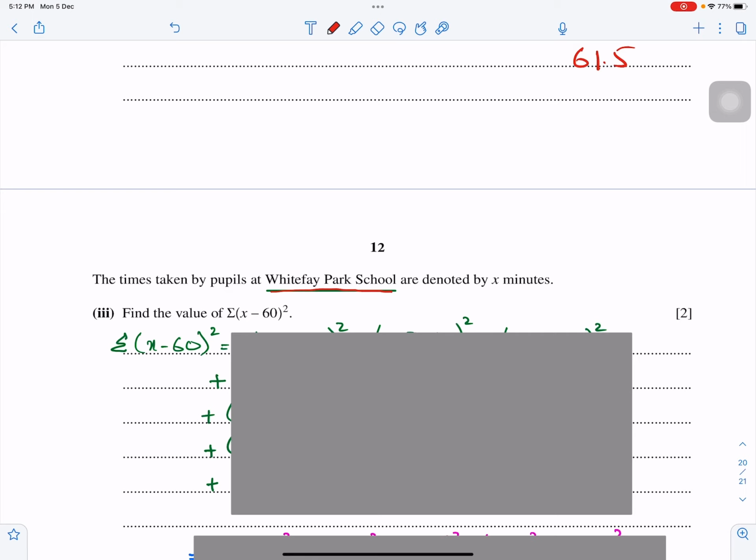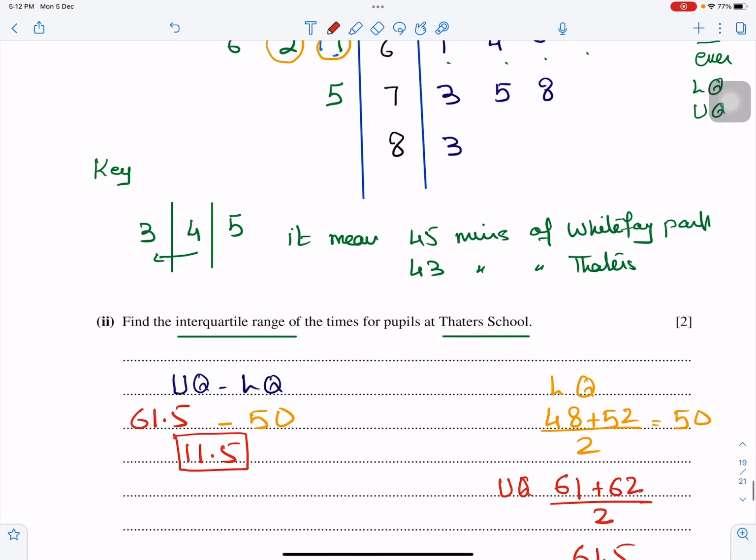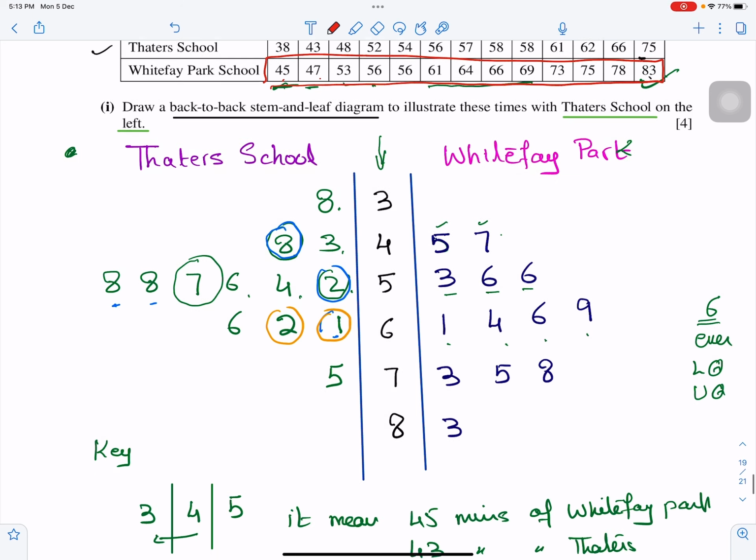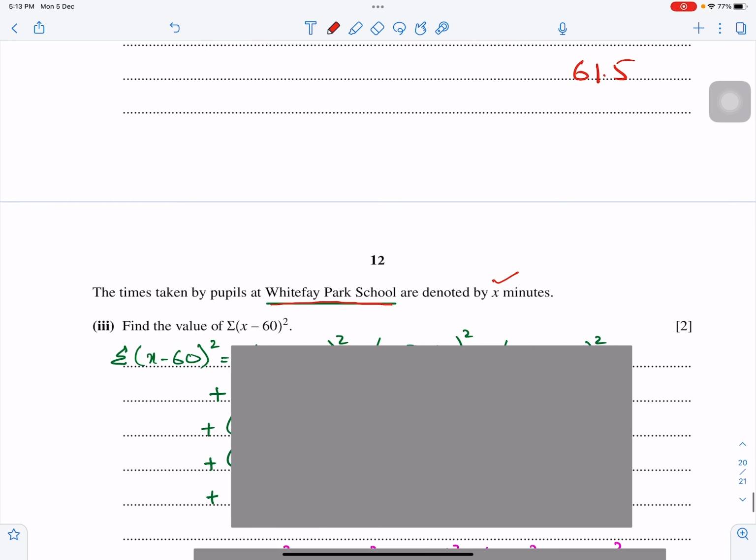Now what does it mean? Basically this immediately reminds a student to recall the concept of variance or standard deviation. It is very simple here right now. X minutes he's telling you is the data of the school, right? And if you see here, the data of the Whitefore Park School is here, this line. Okay, this line. 45, 47, 53. This is the data in minutes of the Whitefore Park School. So what is this question saying? X minus 60. So let me explain it to you here.